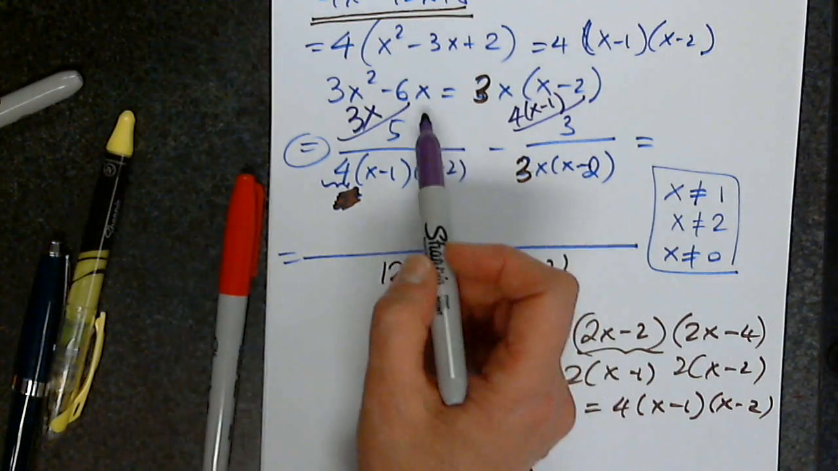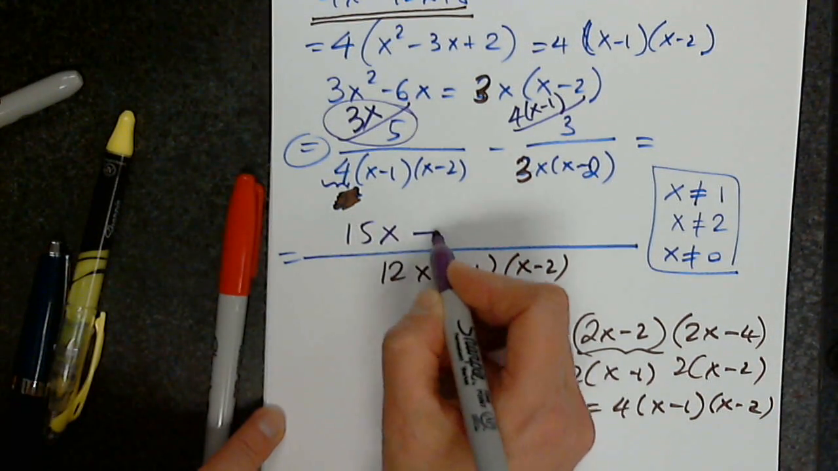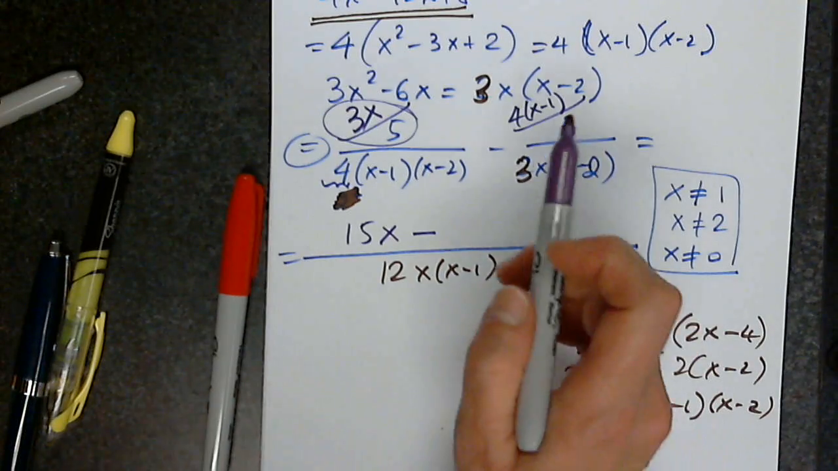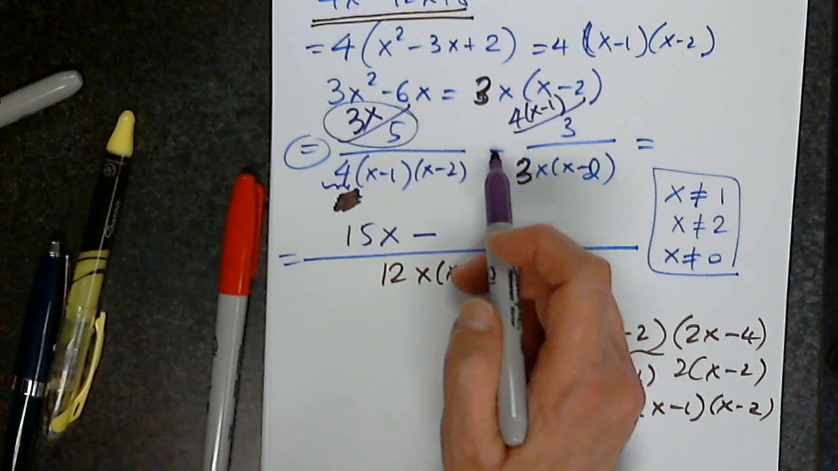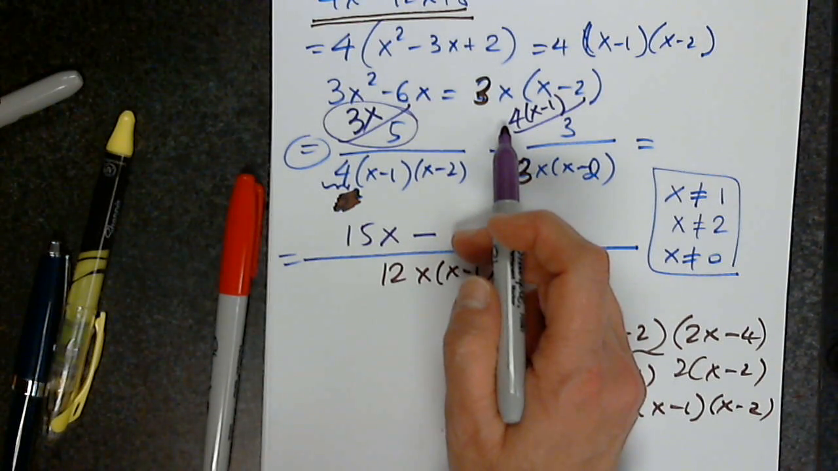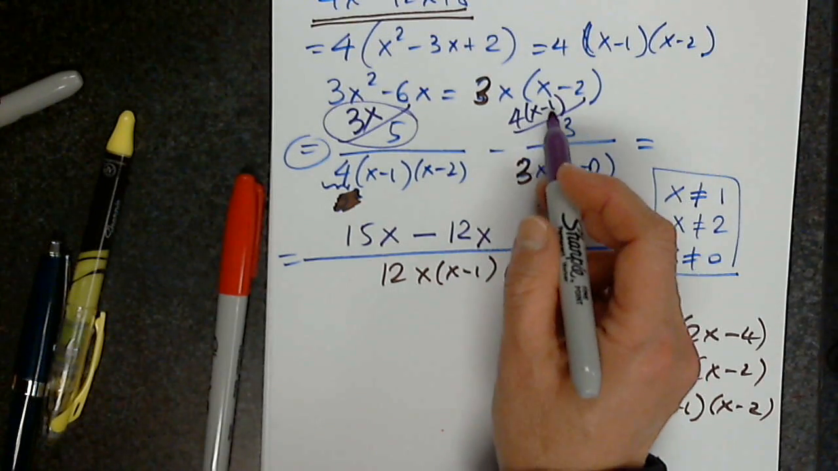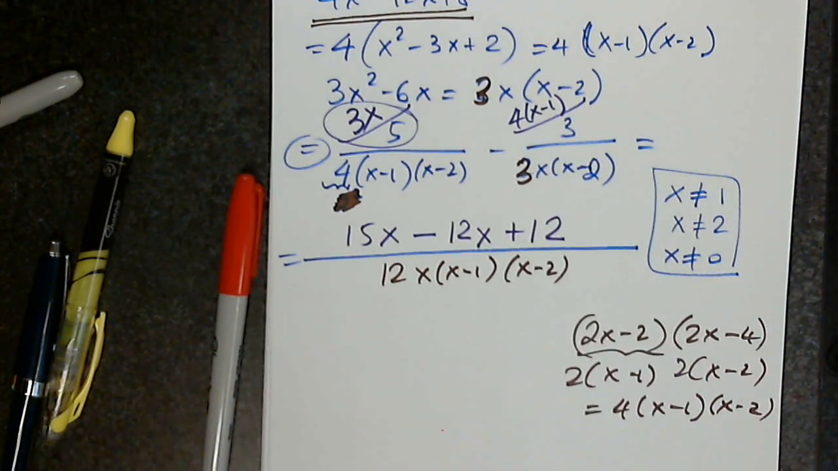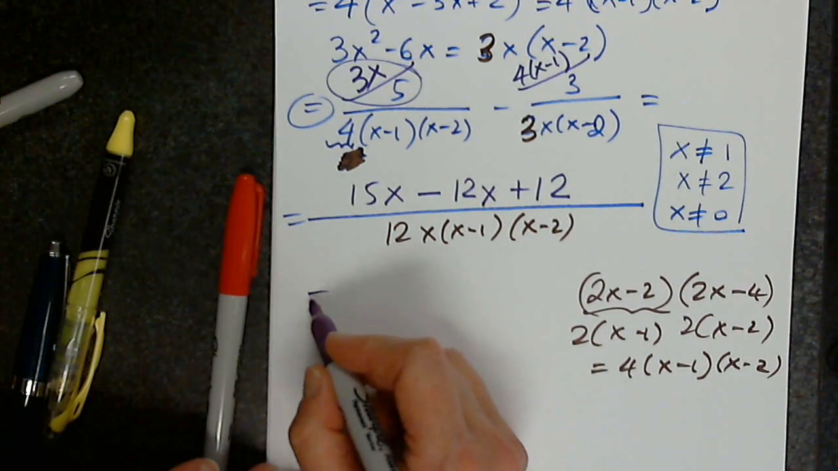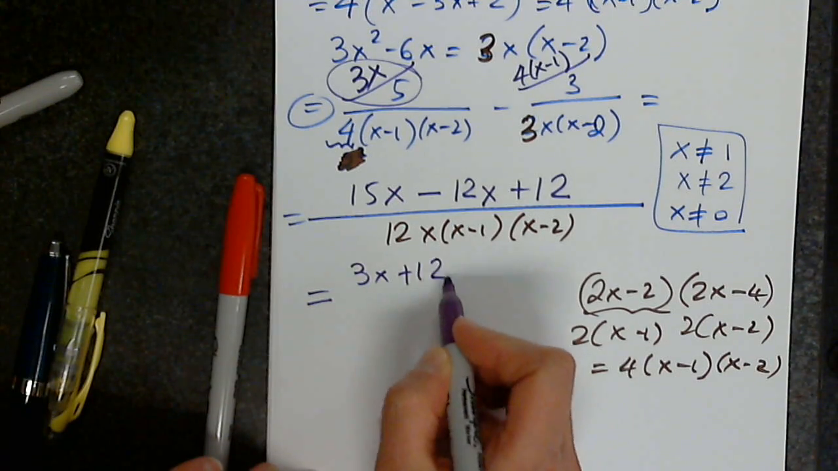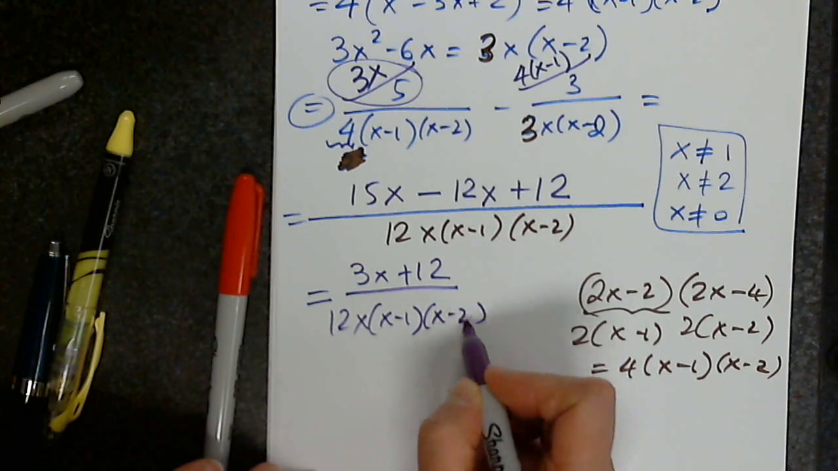So now let's write the numerator. First we have 3x times 5, which is very good. Now I have to be careful because it's negative 3 times 4 times x minus 1. Negative 3 times 4 is negative 12. Negative 12 times x is negative 12x. And negative 12 times negative 1 is positive 12. We combine our terms, and we get 3x plus 12, everything over 12x, x minus 1, x minus 2.